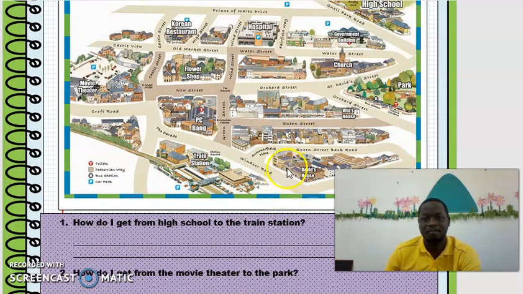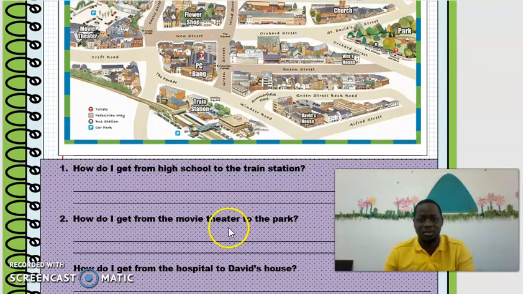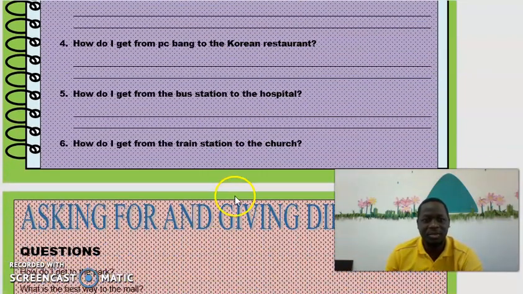For example, the person is already here at the high school. He wants to get to the train station, which means you're going to give him the directions as go, and then, just as we used, go straight, turn left, turn right, or cross, like that. So just a bit of guidance.